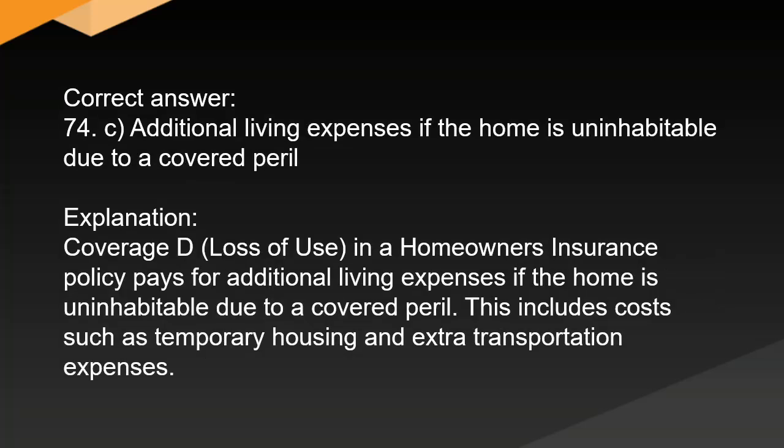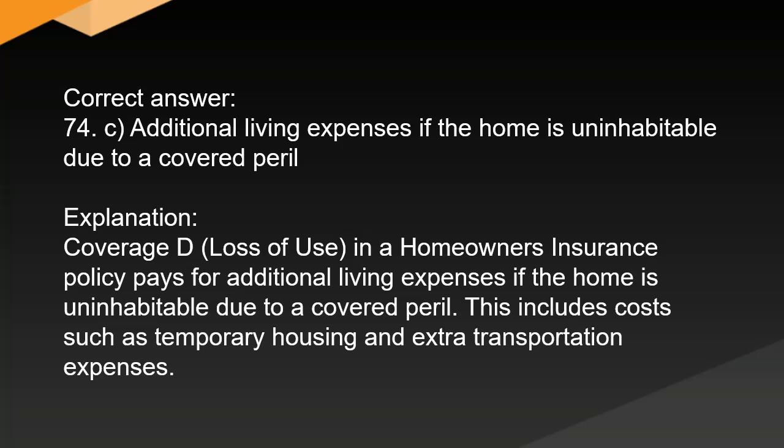Correct answer. C. Additional living expenses if the home is uninhabitable due to a covered peril. Explanation. Coverage D, loss of use, in a homeowner's insurance policy pays for additional living expenses if the home is uninhabitable due to a covered peril.